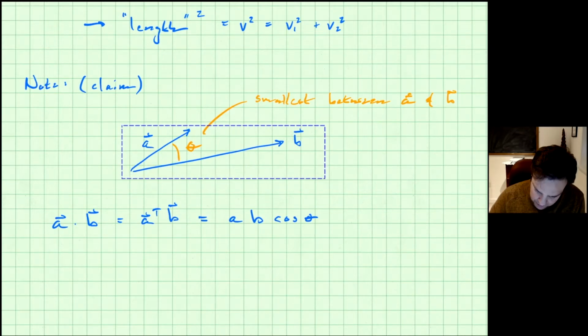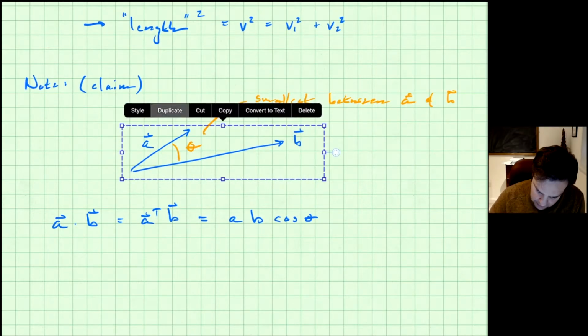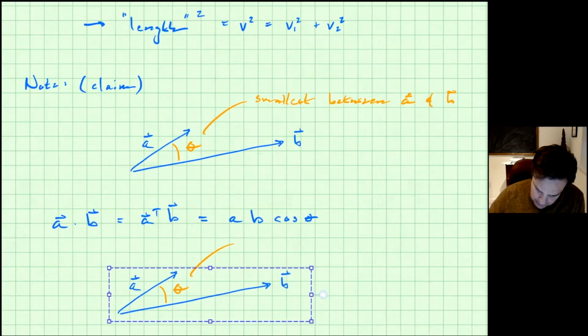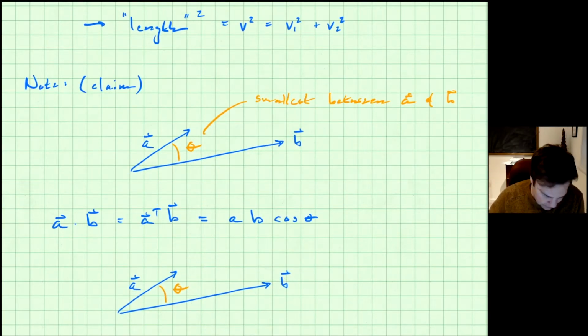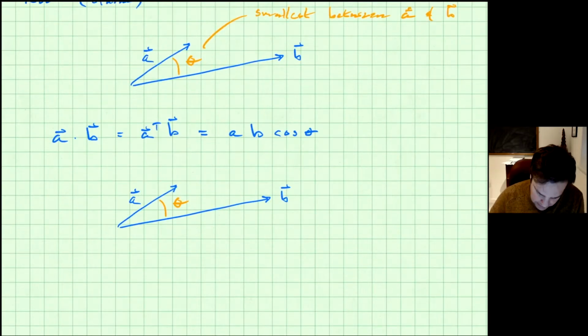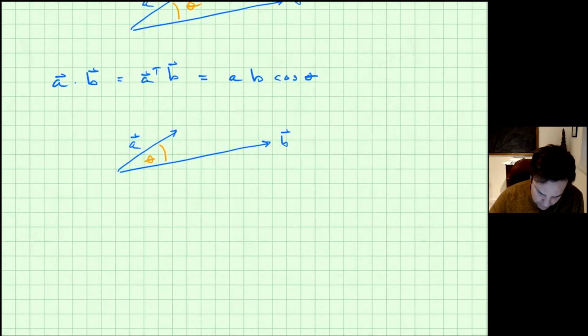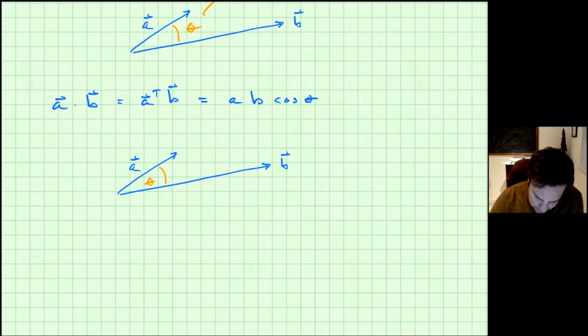I'm going to copy this. I'm going to duplicate it, move it down here, and I'm going to erase some of these bits, just the arrow there, really. I'm going to move theta to the inside here because I need room. And then I'm going to copy this again. Well, I'll leave it for now. And so think about how this looks. If you look at this expression here, a times b cosine theta.